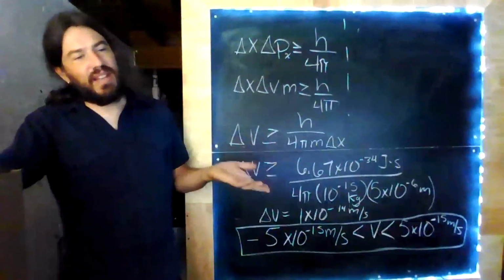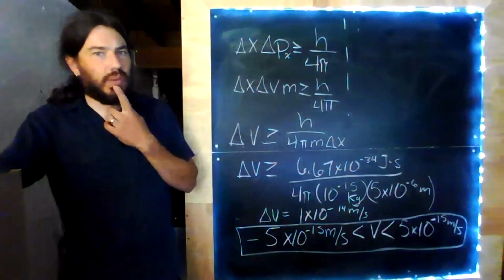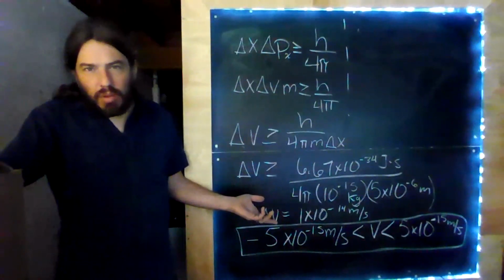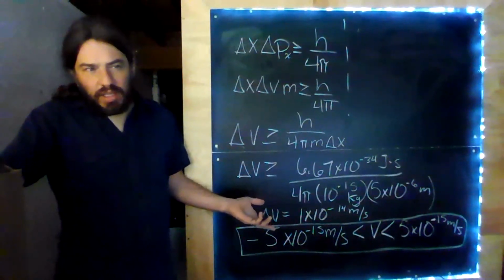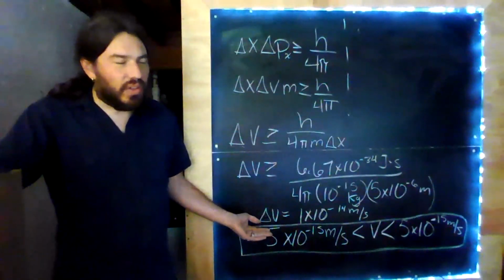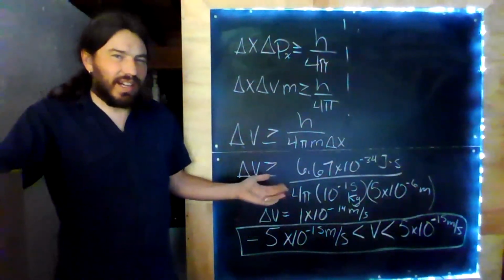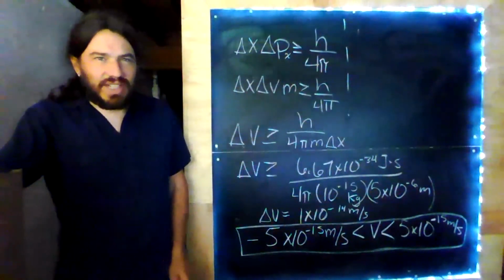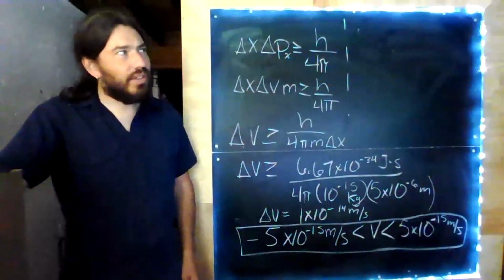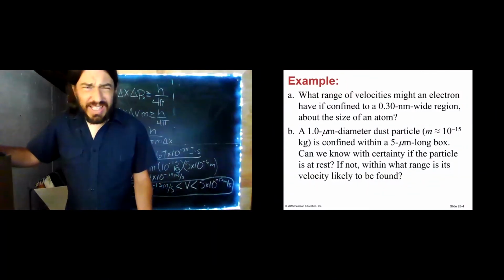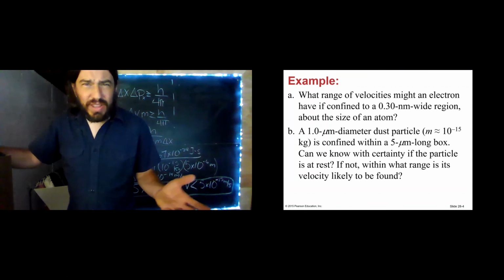The question is, can we say for certain if it's at rest? Well, I guess technically no. But an atom is something like 10 to the negative 10th meters. So this thing is going to take 100,000 seconds to travel the distance of an atom. Oh gosh, 100,000 seconds. That's like 27 hours. That's more than a day to travel the width of an atom.